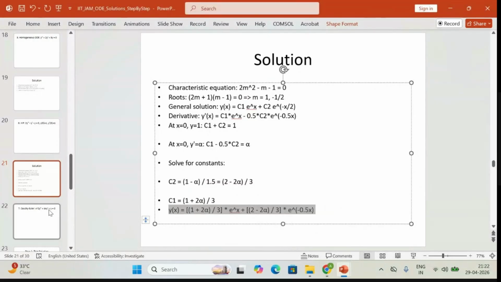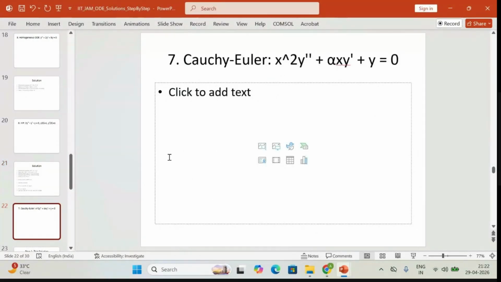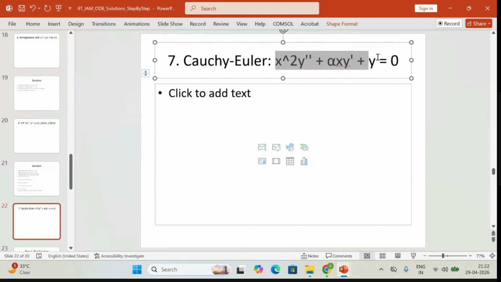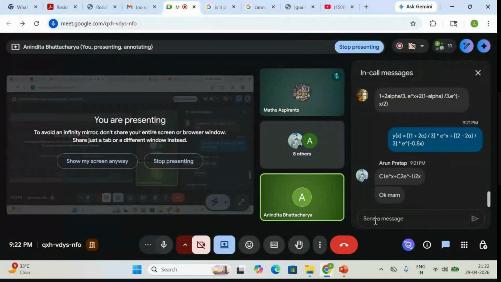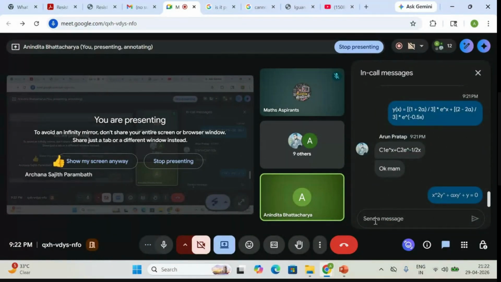I'm moving to the next problem. This is very interesting. This is the Cauchy-Euler problem. You can try for some time, then I will take some time to explain this. Try and solve this equation. Thank you, Archana.